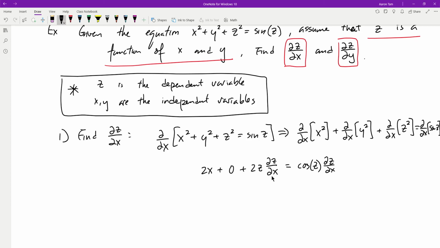So now I can try to solve this equation for dz over dx. I'm going to move the 2z dz over dx to the other side. So 2x equals cosine z minus 2z, times dz over dx, and I divide by cosine z minus 2z. So dz over dx is equal to 2x over cosine z minus 2z.